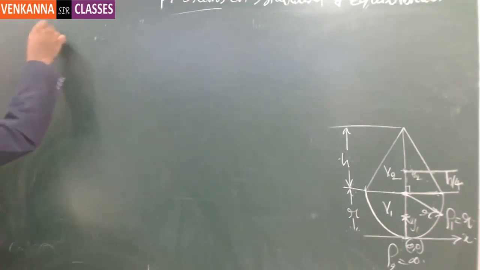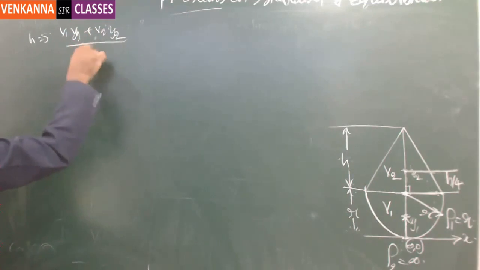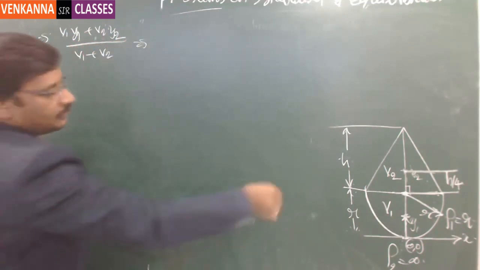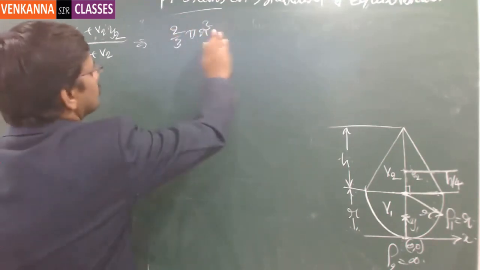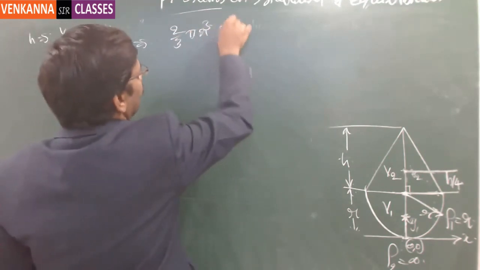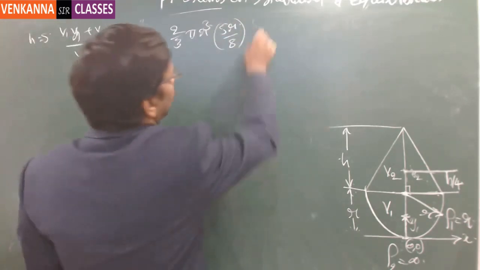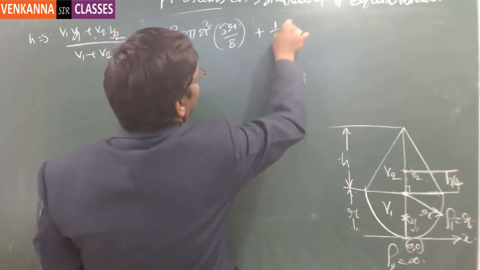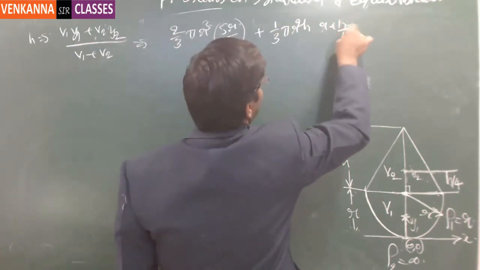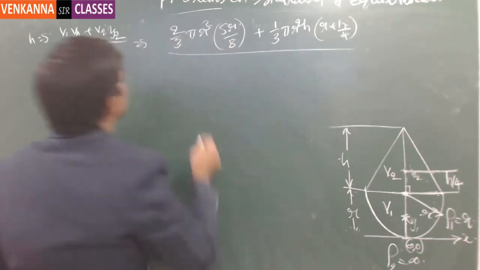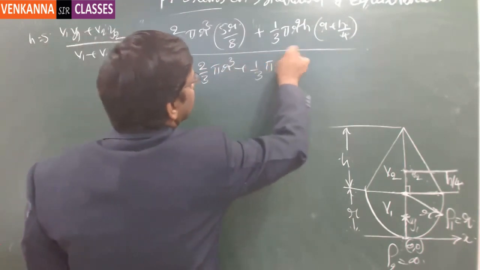So h is equal to v1 y1 plus v2 y2 by v1 plus v2, where v1 is the bottom body, that is 2/3 pi r cube, into y1 which is 5r by 8, plus v2 which is 1 by 3 pi r square h, into the center of gravity which is r plus h by 4, whole divided by 2 by 3 pi r cube plus 1 by 3 pi r square h.